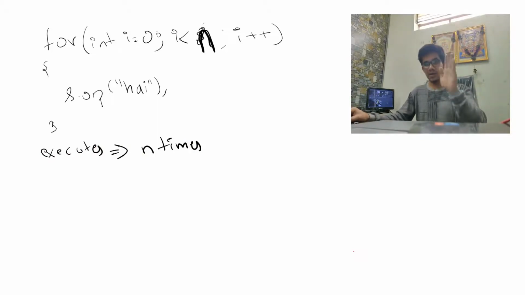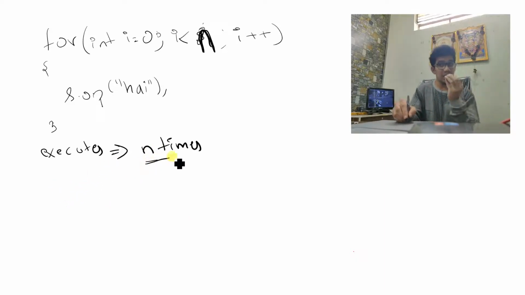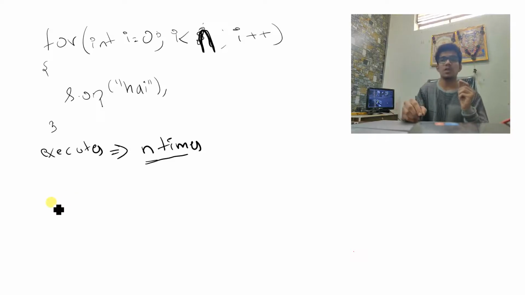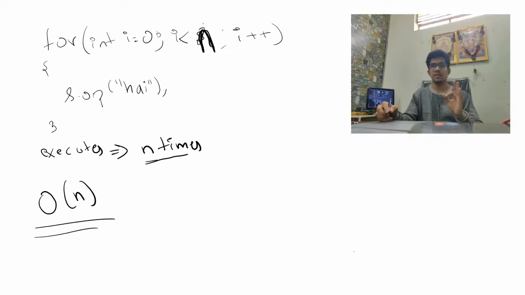I'll tell you. Watch here. As of now, if you see n here, this is the number of times it will execute. But when you are talking about time complexity, you have to tell it with the big O notation. You have to say it like this: order of n.